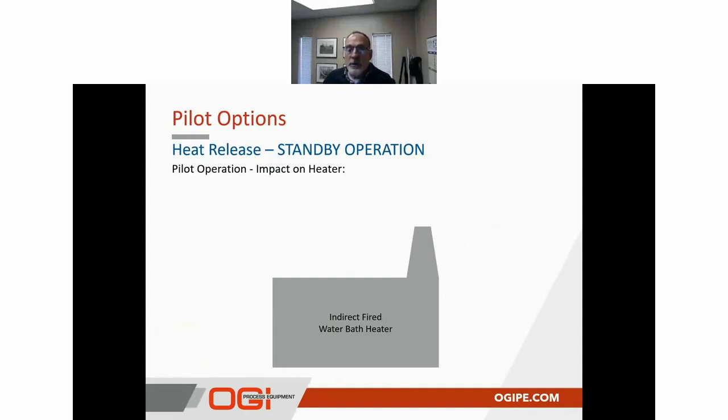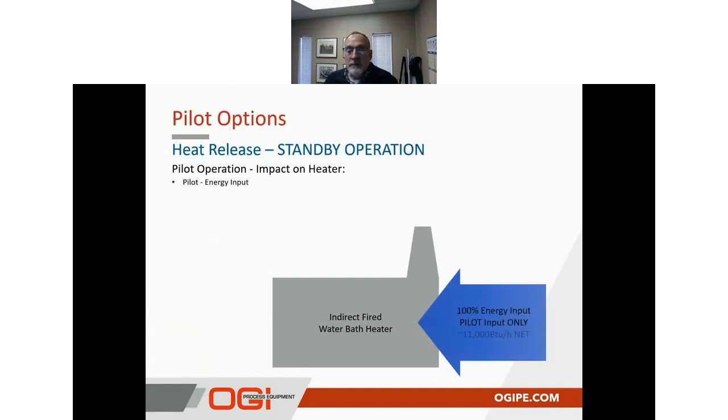So first of all, we actually still have a pilot input. We have energy input that in this case, instead of being based on the total rated duty of the heater, is only relative to the pilot's input. But in most cases, it's about 11,000 BTUs per hour net input. Now, that varies obviously with the type of pilot. So again, decisions on the type of pilot are important as well.